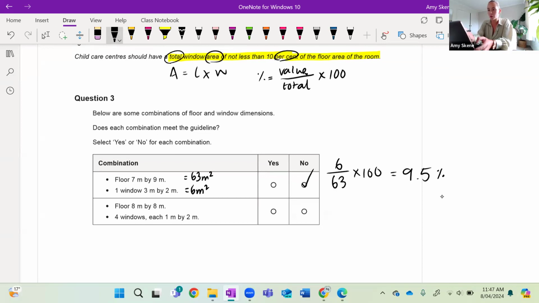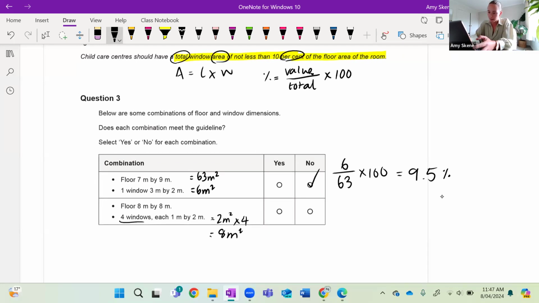So it says total window area. If there's 4 windows, we add them all together. So 1 by 2 is going to be 2 meters squared, and we multiply that by 4 because there's 4 windows. So we have 8 meters squared, and the floor is 8 by 8, so 64 meters squared.